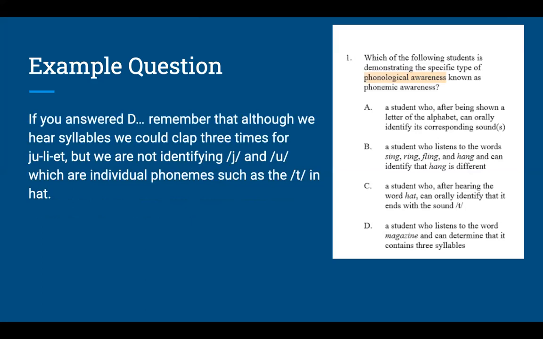So if you did get a little bit confused by answering D, because it did have to do with somewhat sounds, remember that even though you hear syllables in a word, you can clap 3 times. For example, Juliet is Ju-li-et, but you're not identifying just the individual phonemes.